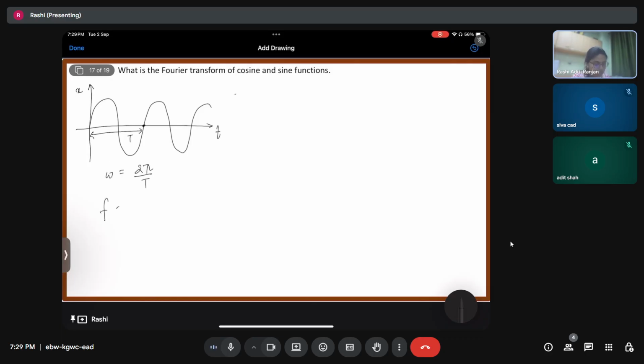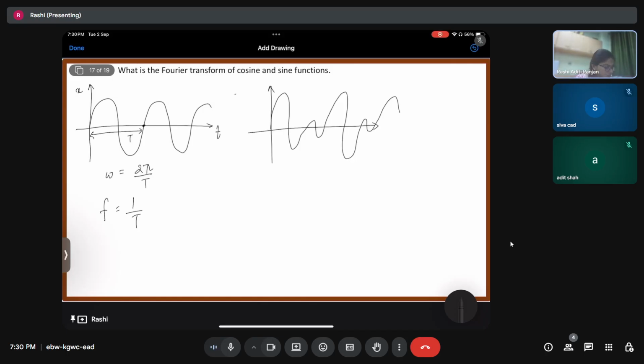So then we can find f also. F we know it is going to be what? Since omega is 2 pi f, f is going to be 1 by T. So we can find out the frequency. But now if I have something of this type, actually it is also easier because here also we can calculate the time period.